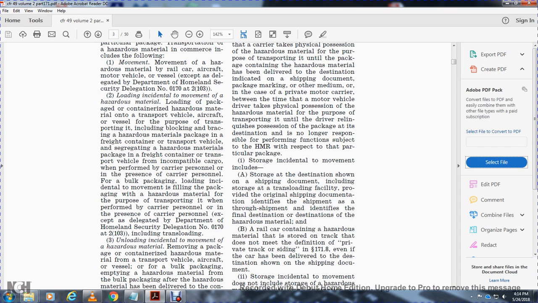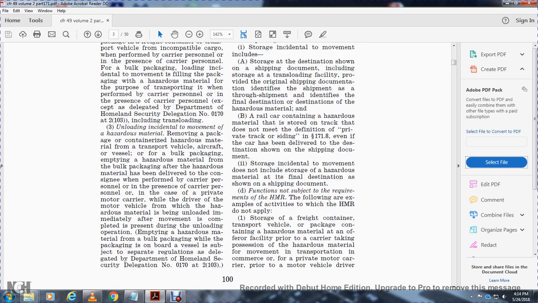Bulk loading and loading incidental to movement, including filling the packaging with the hazardous material for the purpose of transporting it, when performed by carrier personnel or in the presence of carrier personnel, except as delegated by the Department of Homeland Security under delegation number 10700 at 203, including transloading.